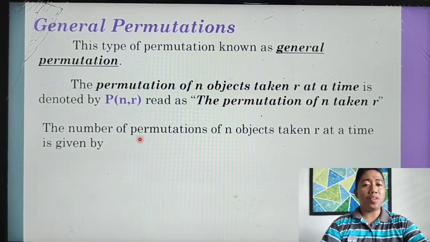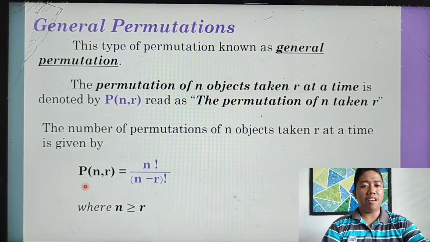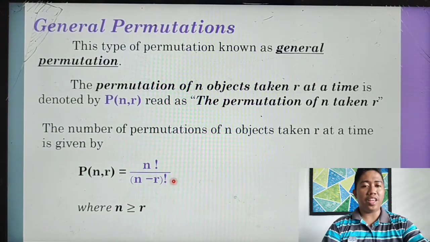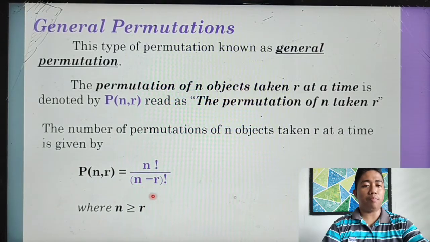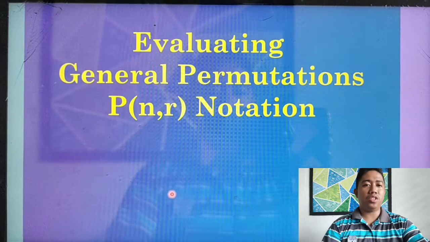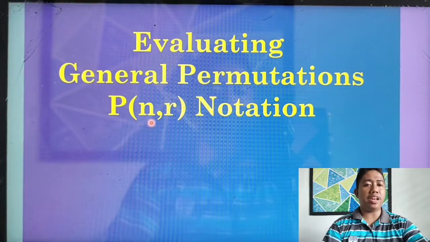The number of permutations of n objects taken R at a time is given by the formula: the permutation of n taken R is equal to the numerator n factorial over the quantity n minus R factorial, where n is greater than or equal to R. That is the formula for finding the permutation of the whole set of objects taken at a selected number of objects, which is R. Today you will be able to evaluate general permutations using the P(n, R) notation.